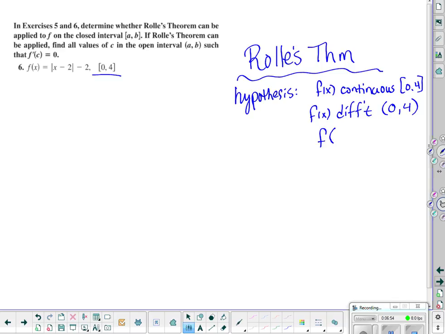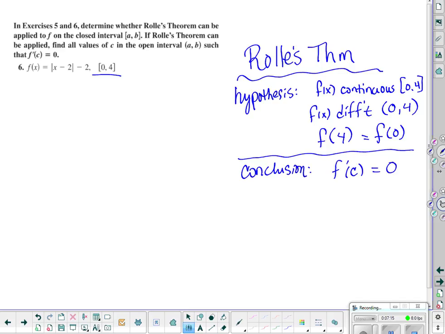And the third thing is to check out these y values. So when I plug in x, do I get out the same y value? If all of this follows through and is fine, then we come up with a conclusion. And the conclusion of Rolle's theorem is, what is it? It's f prime of c equals 0, where that slope is 0.